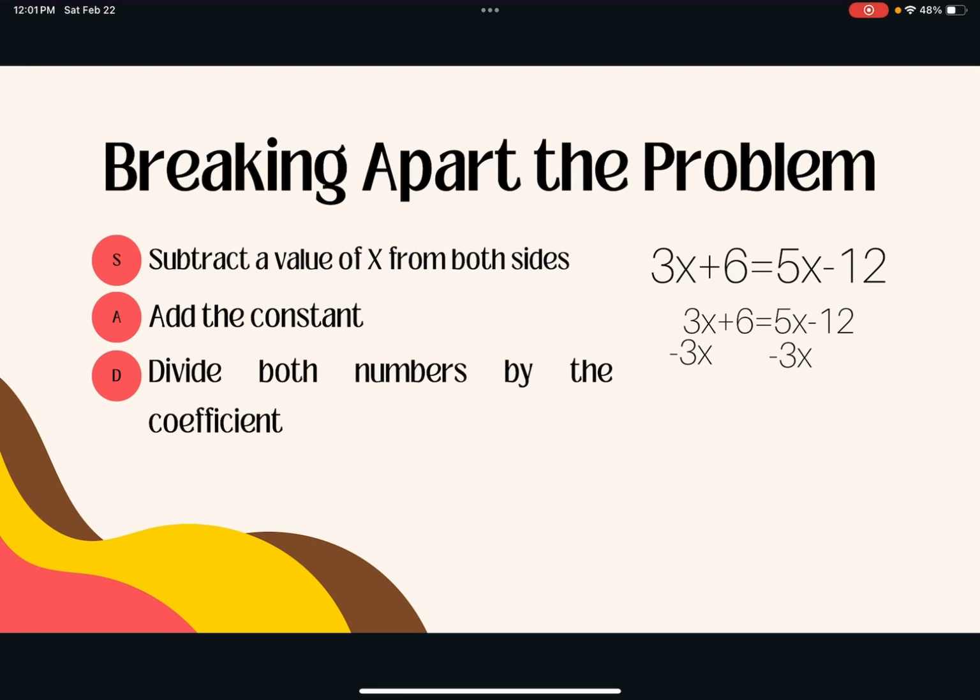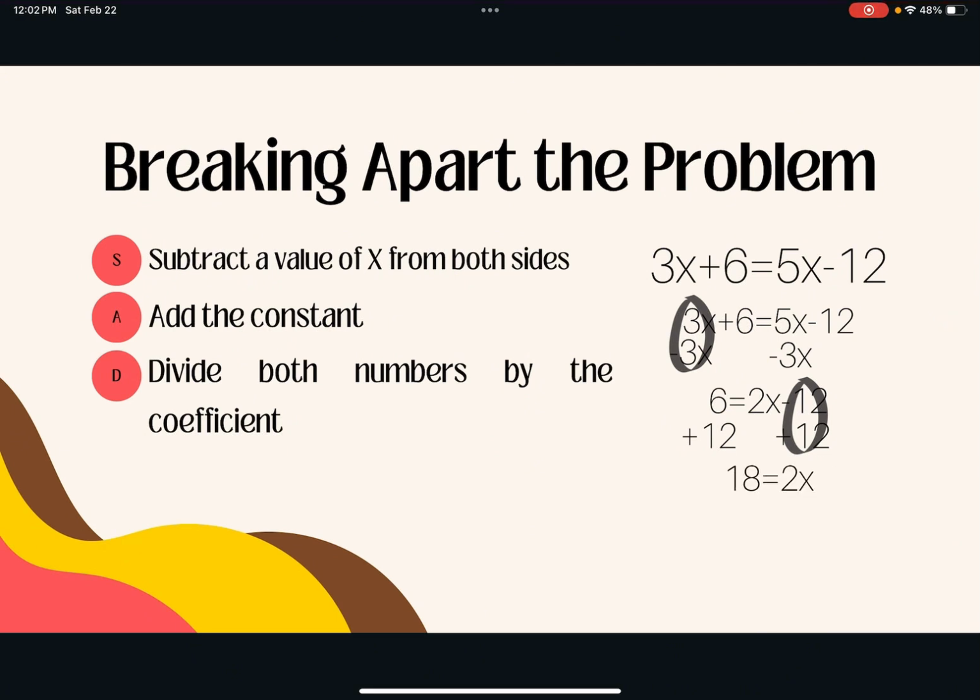So we're going to be subtracting 3x, and here we have 0. So we are left with 6 equals 2x minus 12. If I had subtracted 5x from both sides, then I would have a negative coefficient for x. Okay, so now for A, which is adding the constant. So we have negative 12 plus 12, and that is going to be canceling out to 0. So now we just have 18 equals 2x.